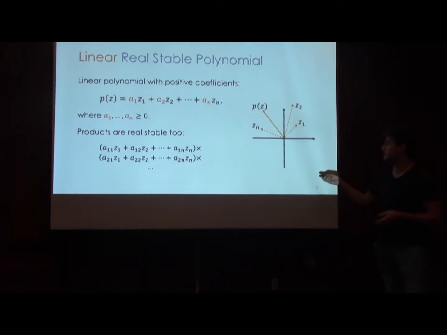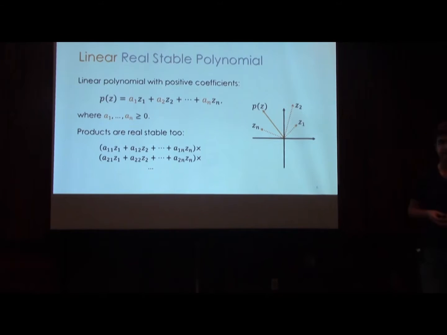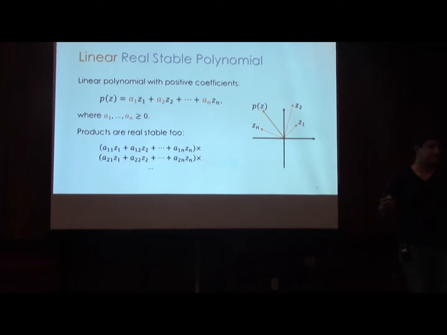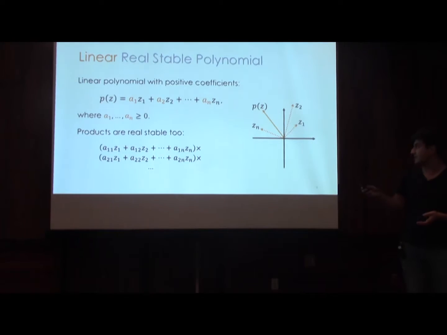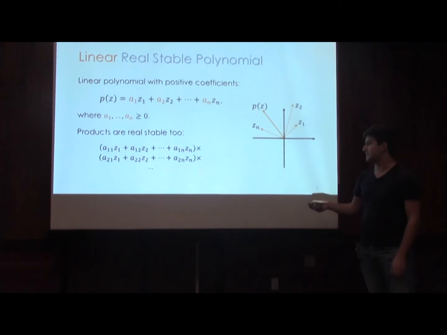This is probably the simplest example you can think of of multivariate real stable polynomials. Let's say you have a linear polynomial, the sum of a_i z_i, where the a_i's are non-negative real numbers. Then it's clear that this is a real stable polynomial because the upper half plane of the complex plane is convex. It's a convex cone. Any positive combination of numbers in the upper half plane would still remain in the upper half plane and would not be zero.